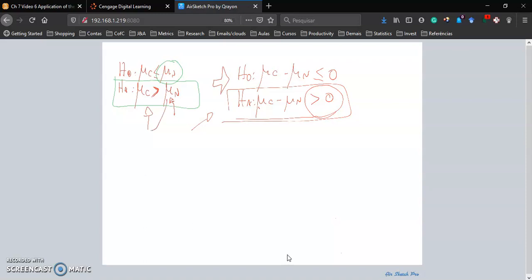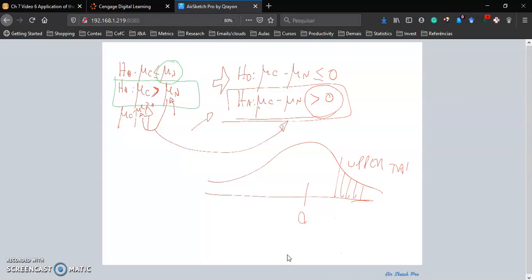And then I moved this to the other side of the equation, and then I subtract, and then I have this. Okay, so I know that this has to be higher than 0. 0 is here, so I know that it is an upper tail. Okay, so this is how you go from the problem to coming up with the hypothesis.